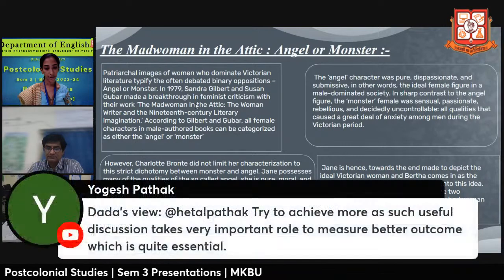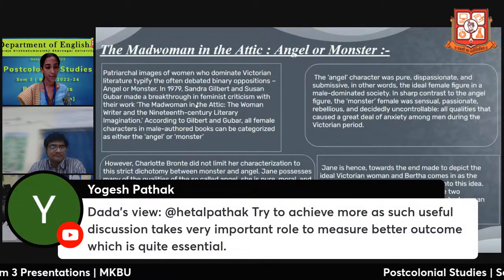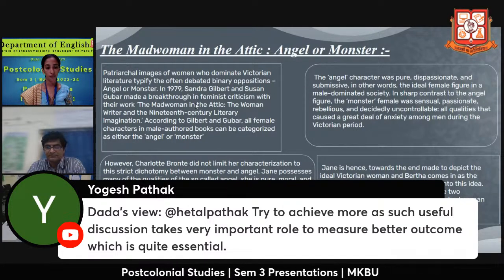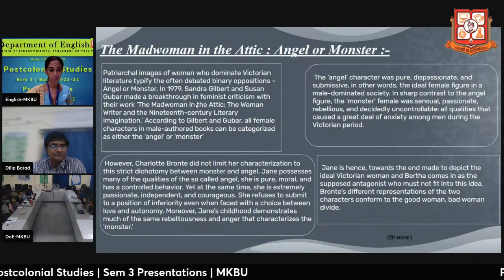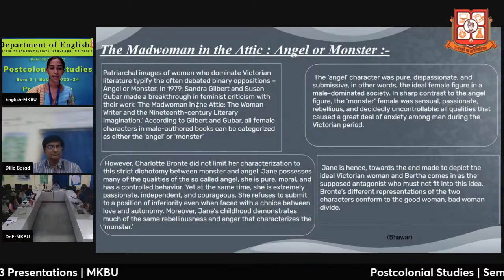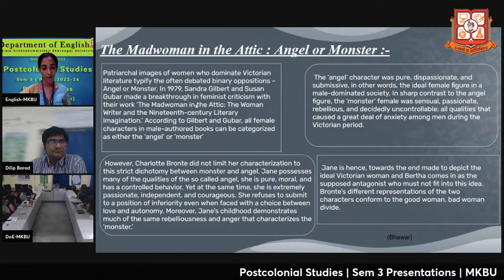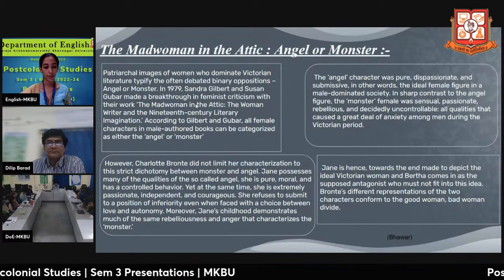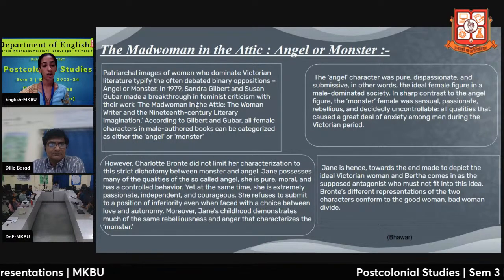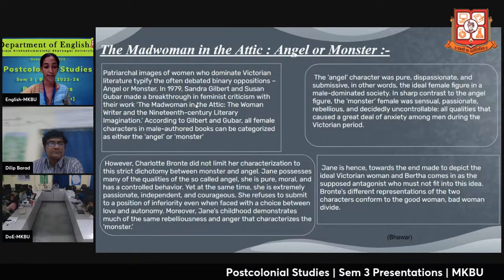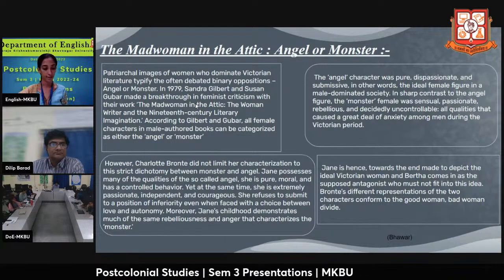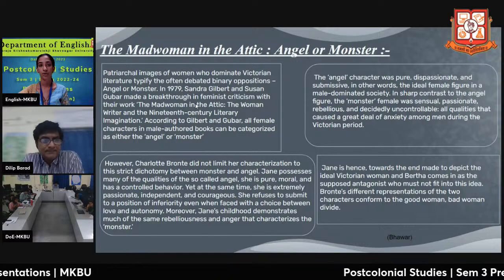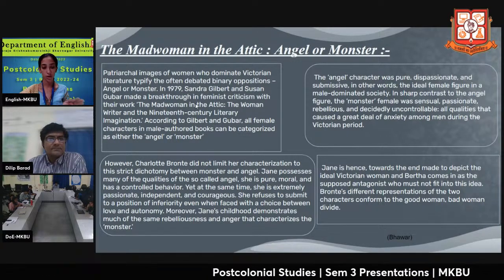The mad woman in the attic: angel or monster. Patriarchal images of women that dominate Victorian literature typify the often debated binary opposition, angel or monster. In 1979, Sandra Gilbert and Susan Gubar made a breakthrough in feminist criticism with their work, The Madwoman in the Attic: The Woman Writer and the Nineteenth-Century Literary Imagination. According to them, all female characters in male-authored books can be categorized as either the angel or the monster. As I mentioned earlier, writers are forced to portray their female characters either as the angel or as a monster.